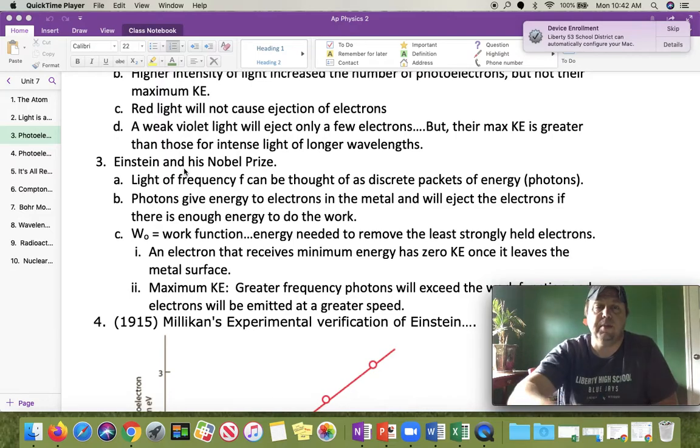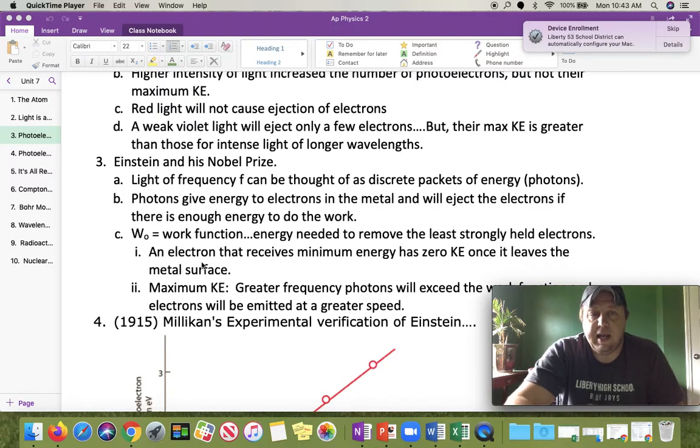Okay, and the work function is symbolized with a few different things. Some people use just W naught, or I think it's a psi symbol, if I remember right. It's a circle with a slash line going through it. That's the one I usually use, so just saying. So basically, the energy needed to remove the least strongly held electrons is what's called the work function. So an electron that receives this minimum amount of energy from a photon has zero kinetic energy, and basically is just removed from the atom.